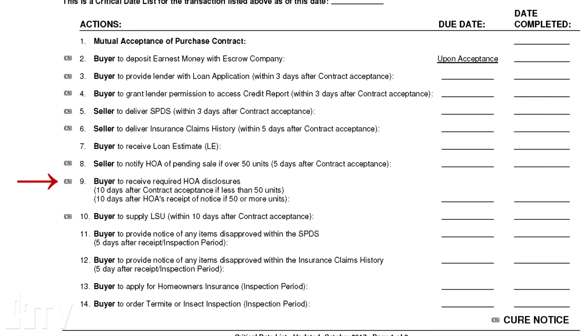Buyer to receive required HOA disclosures, so 10 days after contract acceptance if less than 50 units, or 10 days after HOA's receipt if 50 or more units. So who gets cured in that? That's going to be the seller's going to get cured on that if that's not delivered. Not the title company, right? Not the title company. Okay.